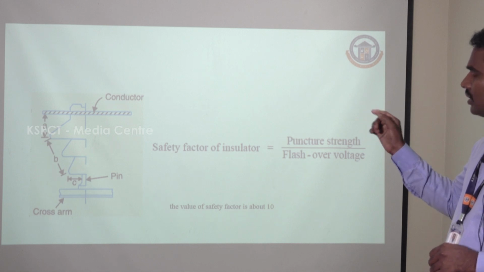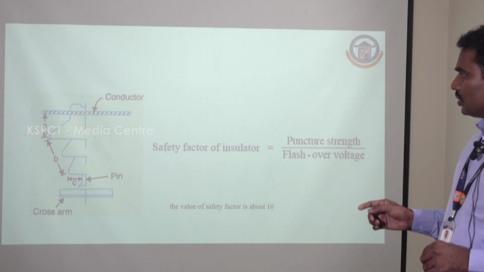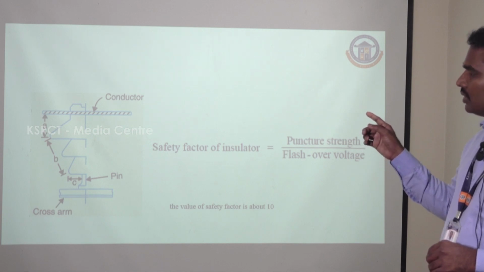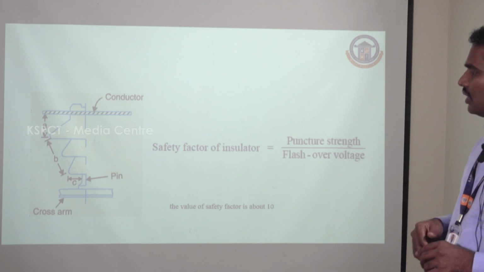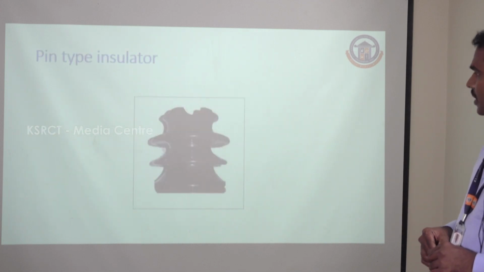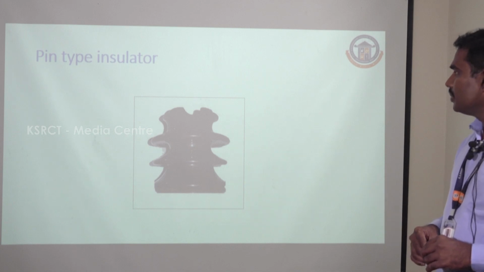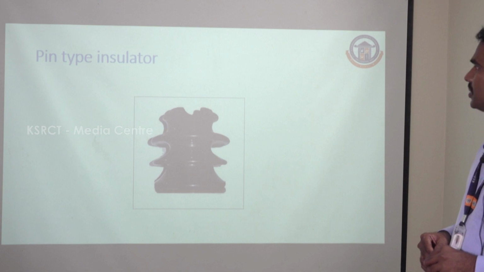So here in the top portion we are having the conductor, and in the bottom portion we are having the cross arm. With this petticoat arrangement, we are having a length which is much higher than the ordinary height of the system. So this is a practical physical view of the pin type insulators.